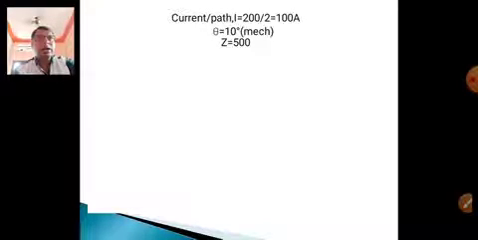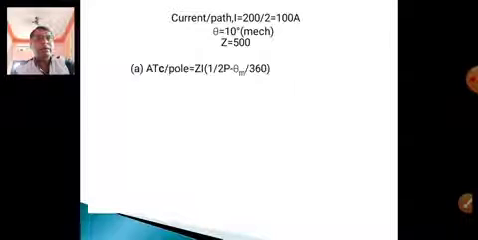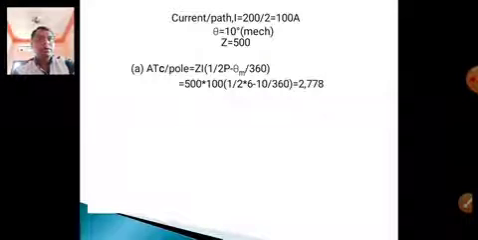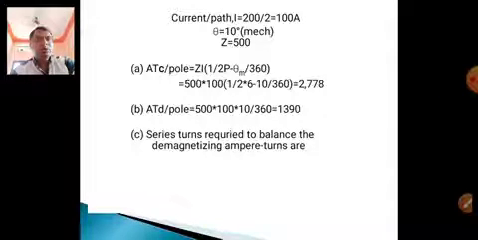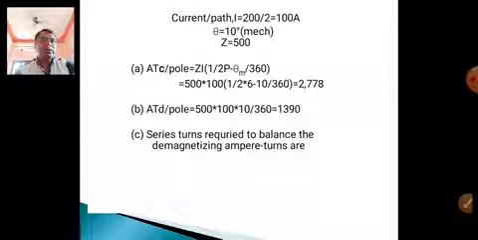So the current per path I equal to IA by 2 in wave winding. So that is 100 amps, theta equal to 10 degrees, Z equal to 500. And the first one is ATC per pole, Z I into (1/2P − θm/360). We get the value of 2778 conductors per pole, and the demagnetizing ampere turns Z I θm/360. So series turns to be added to balance the demagnetizing ampere turns. So demagnetizing ampere turns is 1390 by ISE.